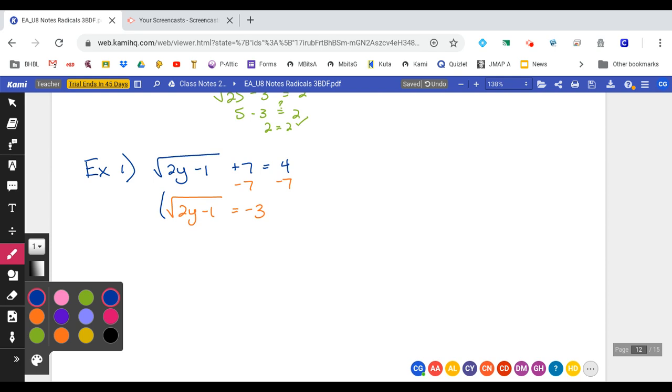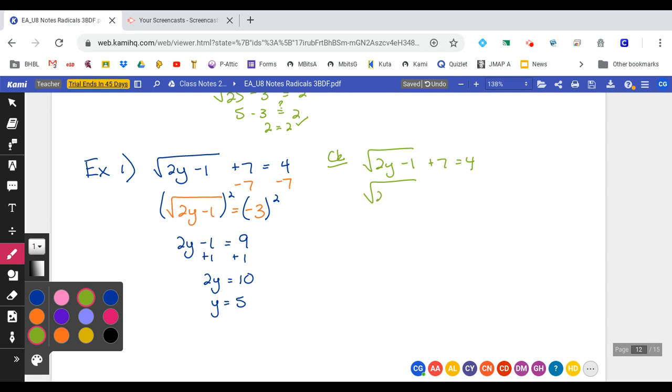Now that it's isolated, I'm going to square both sides of my equation. So 2y minus 1 equals 9. I'm going to solve my equation. So 2y equals 10. So y equals 5. So this is nice, I got a nice answer. But now let's do the check.